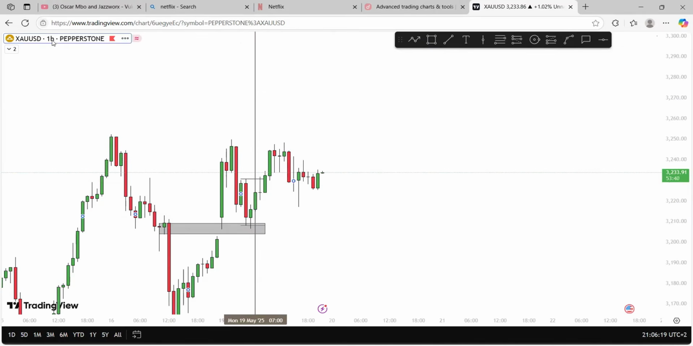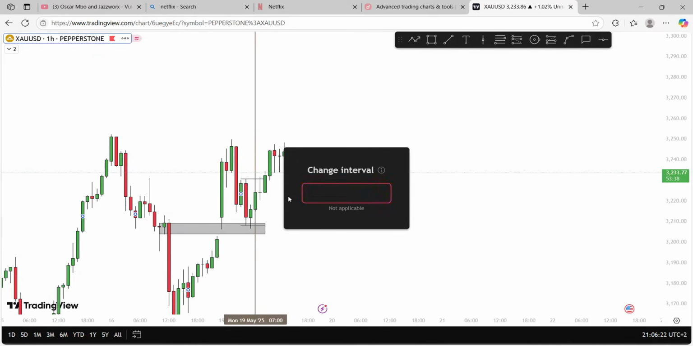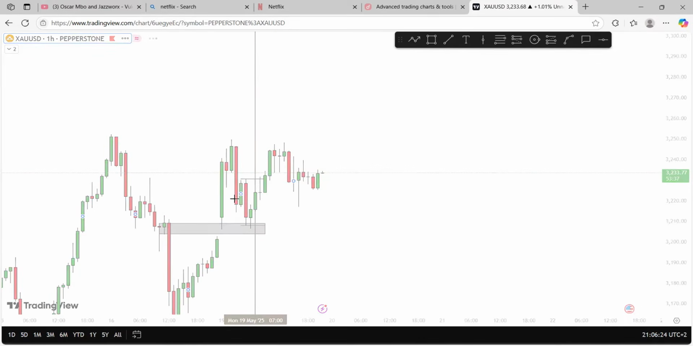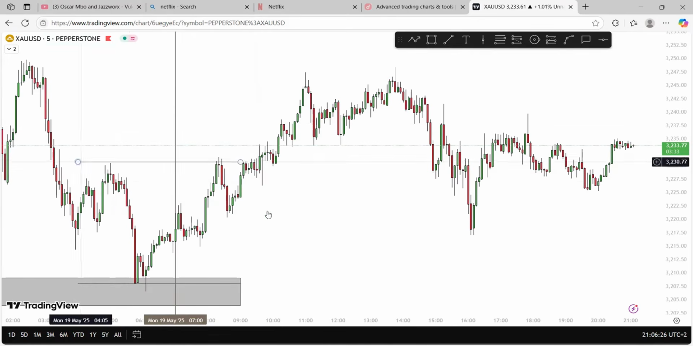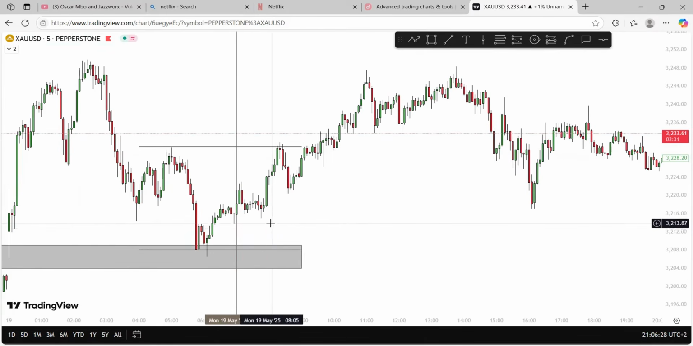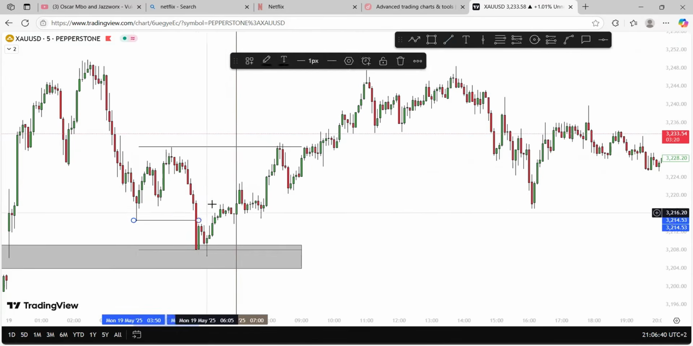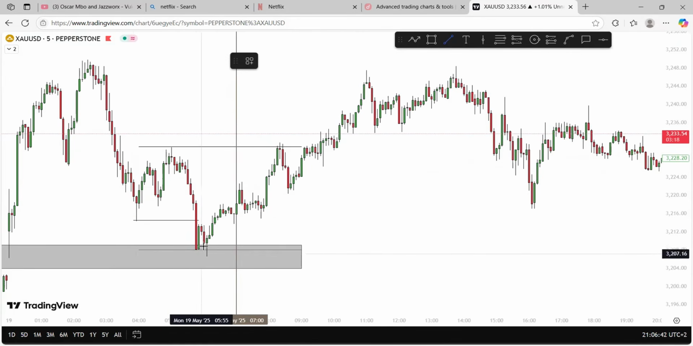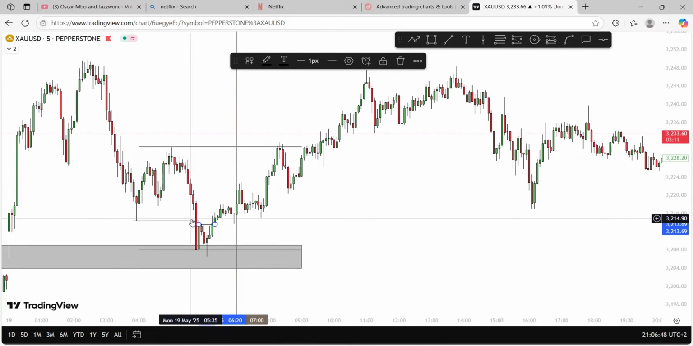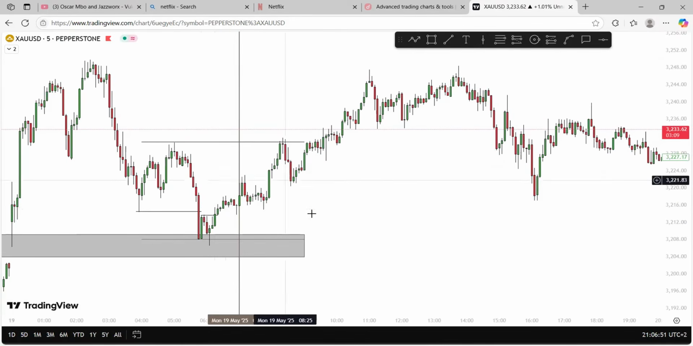Let me just mark my vertical line. Around 7 a.m., we are going to go to a 5 minute time frame and look for buying opportunities on the 5 minutes. The 5 minutes matches with the 1 hour. You can clearly see over here a break of structure to the downside, a liquidity sweep over here, then it went back up, a minor market structure shift. In this case, it confirmed that now it needs to go higher.